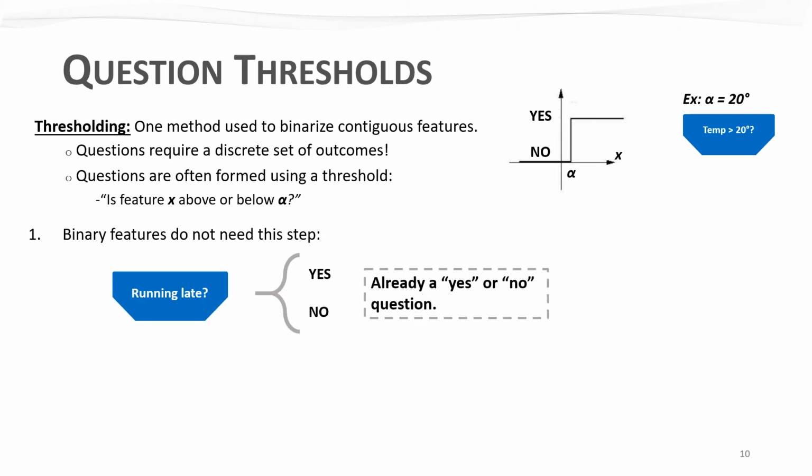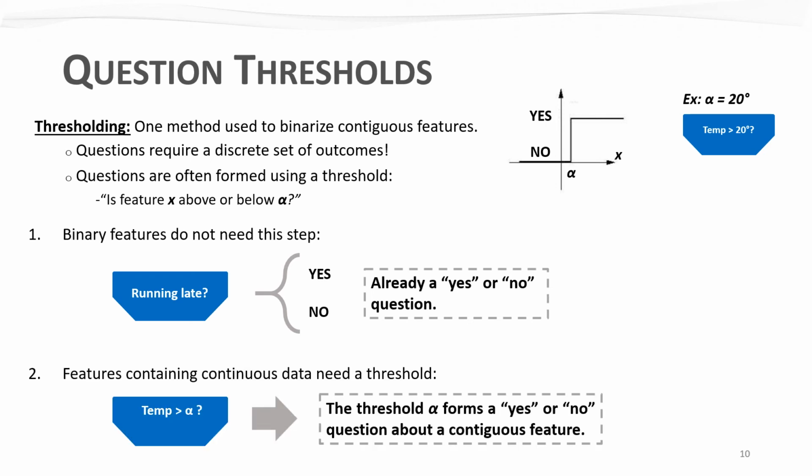Binary features do not require a threshold since they already contain 2 classes. The only questions we can ask about binary features are already yes or no questions. Again, it's only when the feature contains contiguous data that we need to threshold or use some other method. But how do we choose the threshold alpha?